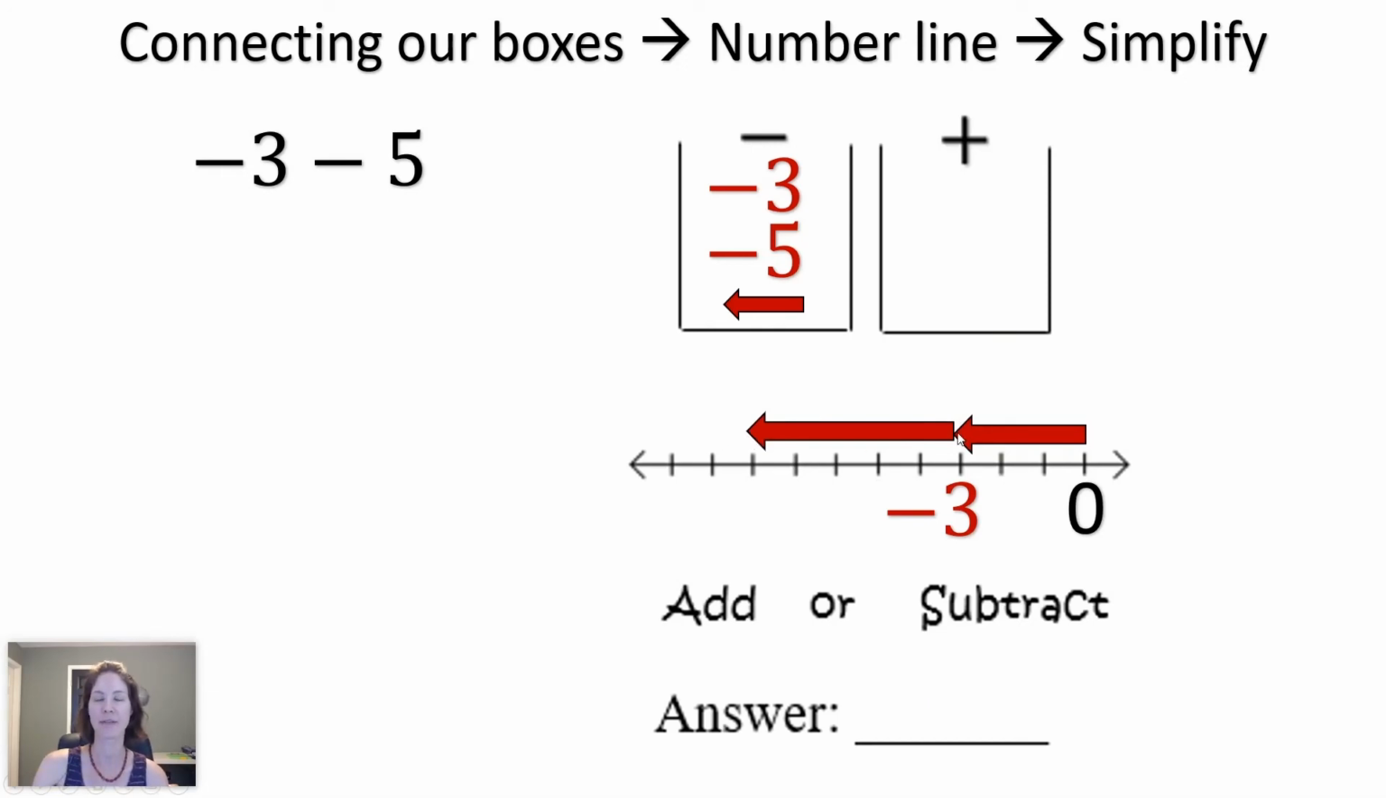So negative 3 and then negative 5 more. That means we're going to add because we're going left and then left again. And to figure out where this ends us up at, we can add these together and get negative 8.